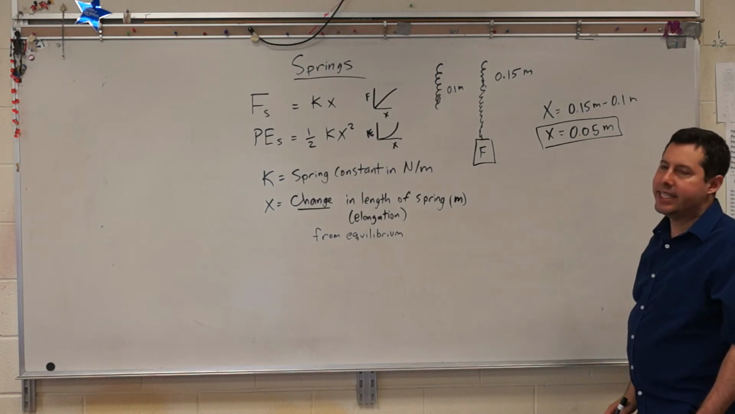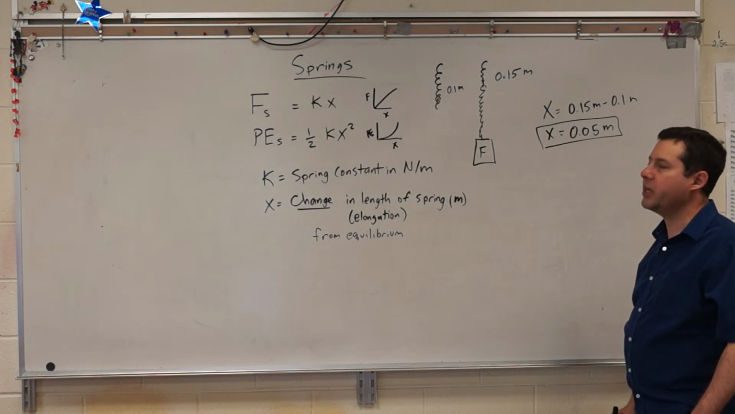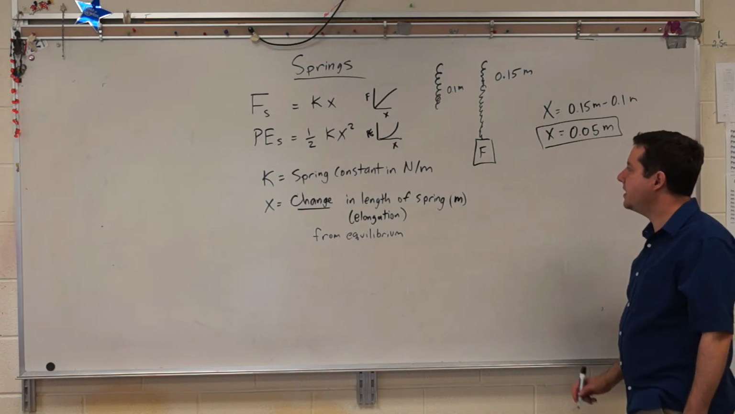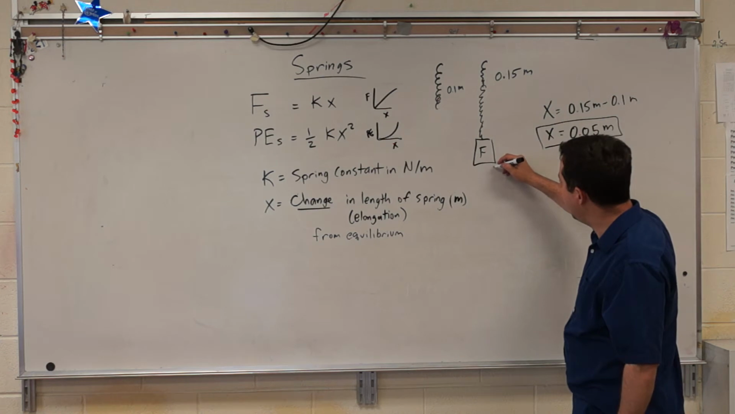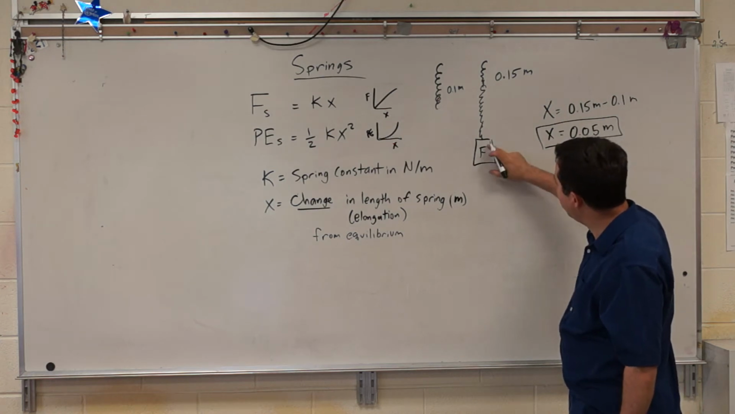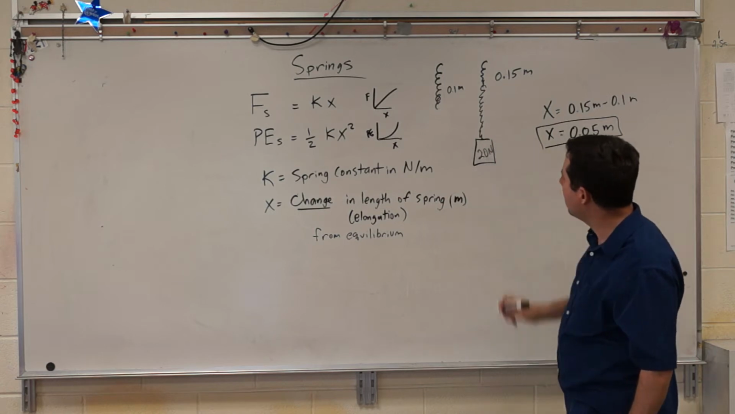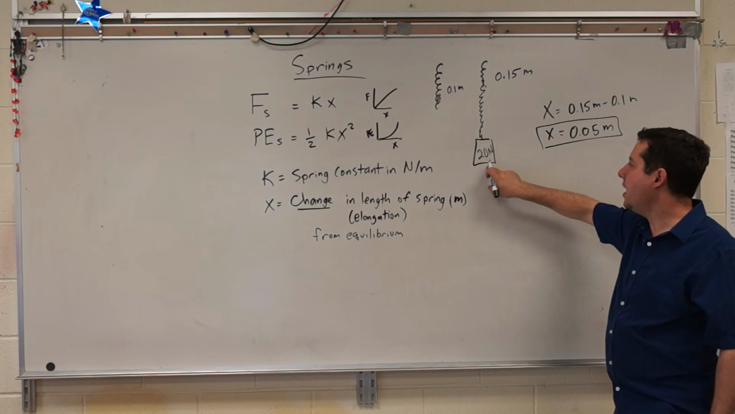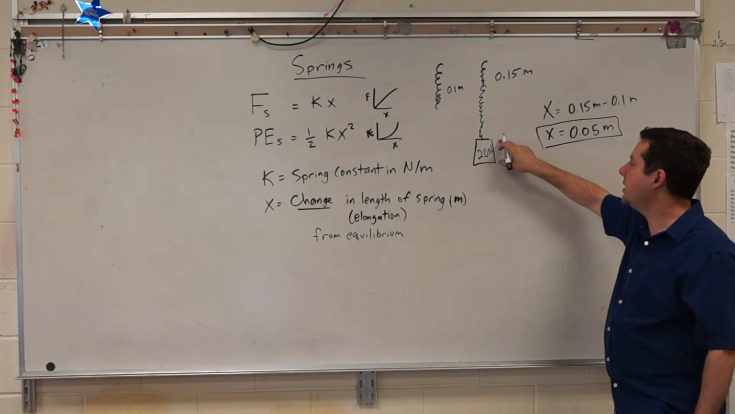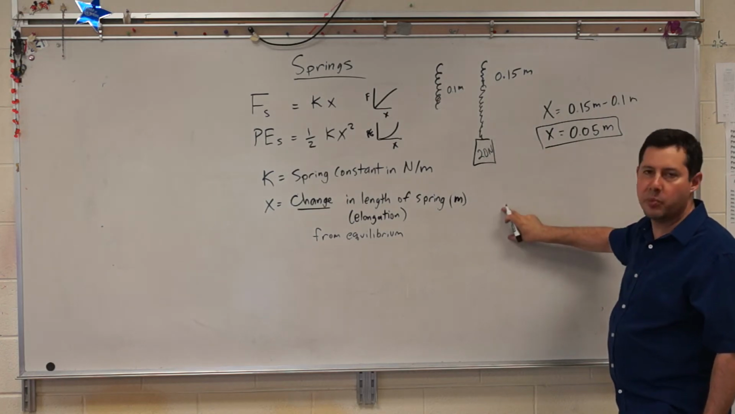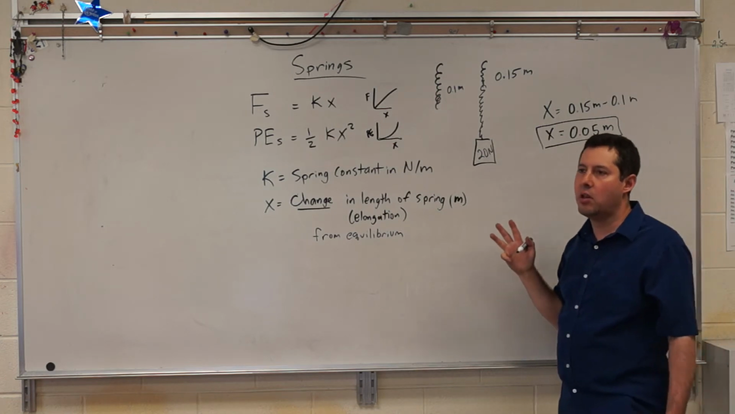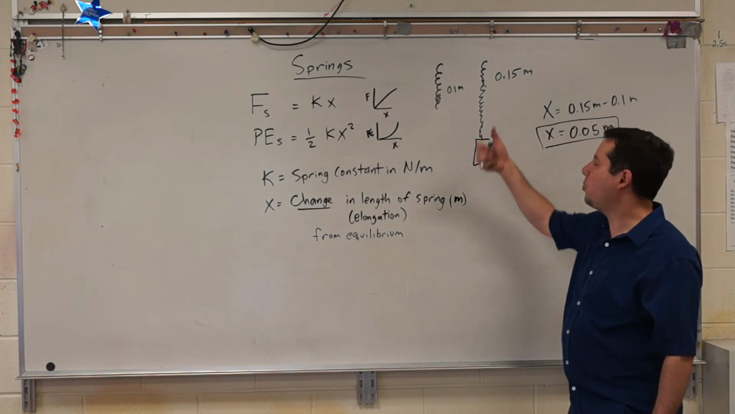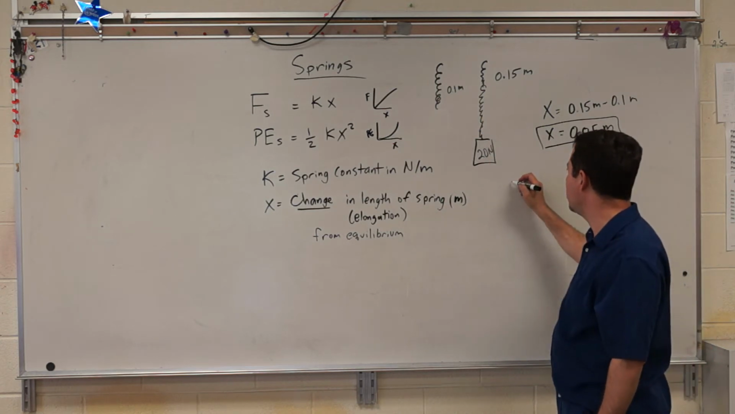Now, I didn't tell you the spring constant here, so we can't figure out the force. But let's say that we know this weight has a weight of, let's say, 20 newtons, right? 2 kilograms, about 4 pounds. So if it has a weight of 20 newtons, what it's telling you is that that weight is pulling down on the spring with 20 newtons of force, and by Newton's third law, action-reaction, the spring must be pulling up with 20 newtons of force.